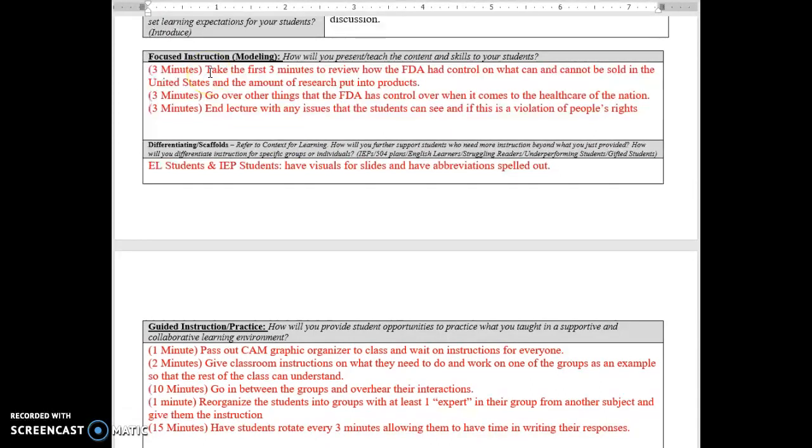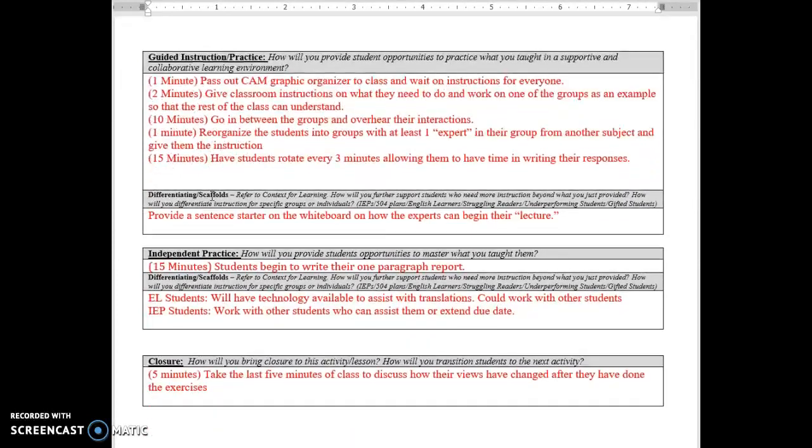In our focus instruction, also the I do portion, I take 3 minutes to review the FDA and how it contributes in controlling what is sold in the country and how the FDA has control over healthcare. And I'm going to end the lecture by asking students if they see this as a violation of the people's rights. Differentiation and scaffolding will have visual aids on the slides and abbreviations spelled out so that they know what we're talking about.